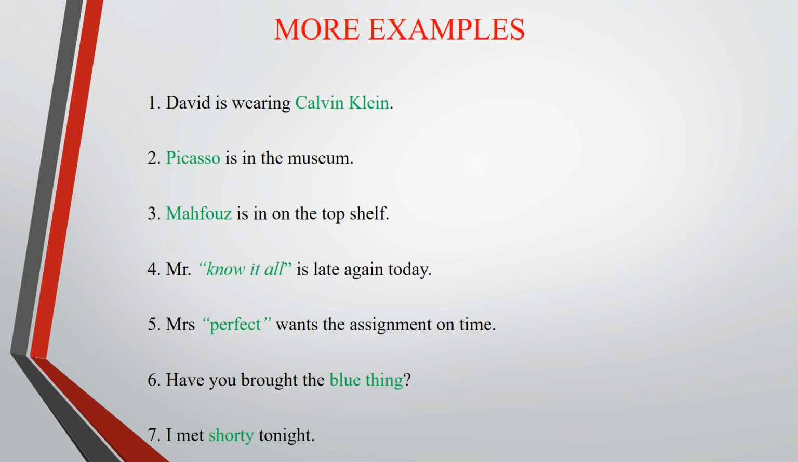Now, in sentence number 4, "Mr. Know-it-all is late again," the listener will understand that the phrase know-it-all refers to a person who is assumed to know everything all the time. That's why they call him know-it-all. "Mrs. Perfect wants the assignment on time." Perfect here refers to a person. "Have you brought the blue thing?" The blue thing here refers to something that is known to both the speaker and the listener, and for some reason they want to hide the actual thing. "I met Shorty tonight." Shorty is an adjective that describes a person, so we use it to refer to some person known to both speaker and listener.